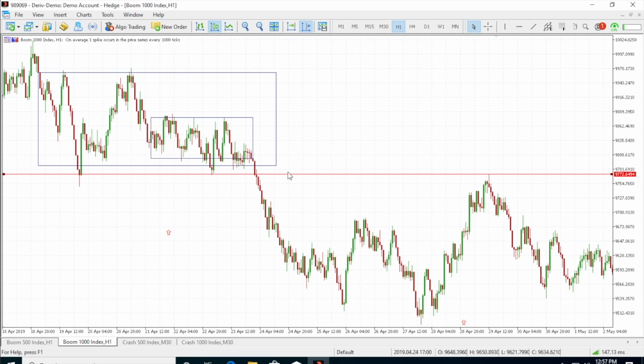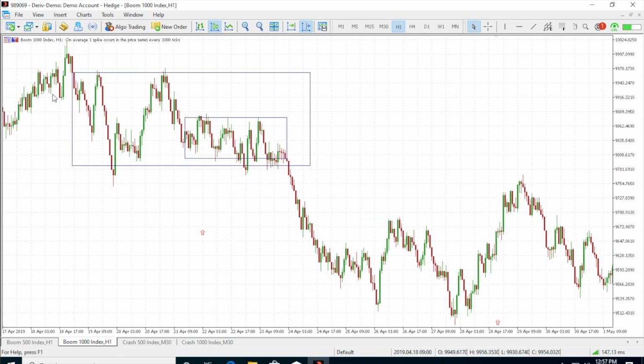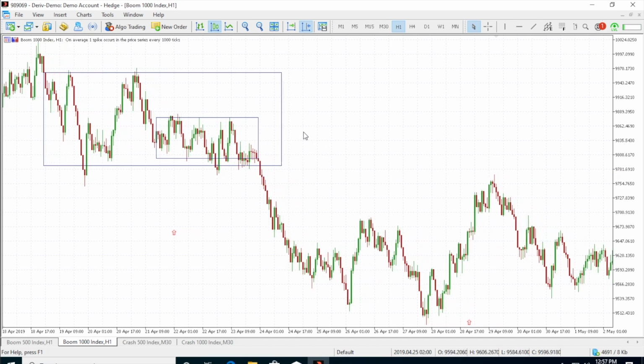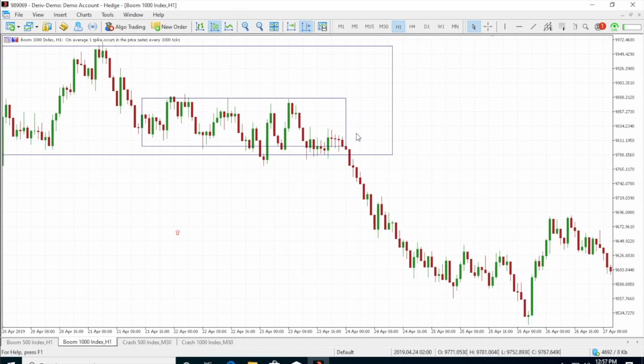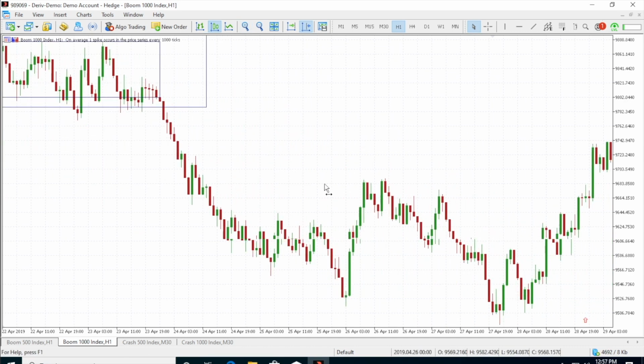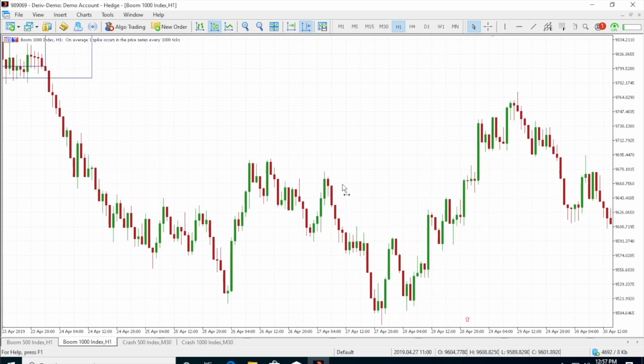So now we want 2 trades. The first one is at the start, the second one is the breakout from the consolidation. So we have 2 wins in a row. Now let's move on and see if we get another opportunity.